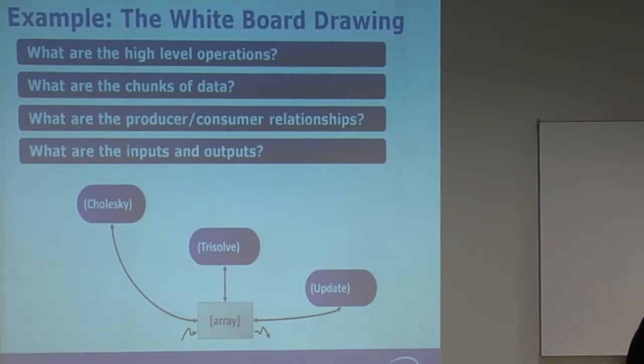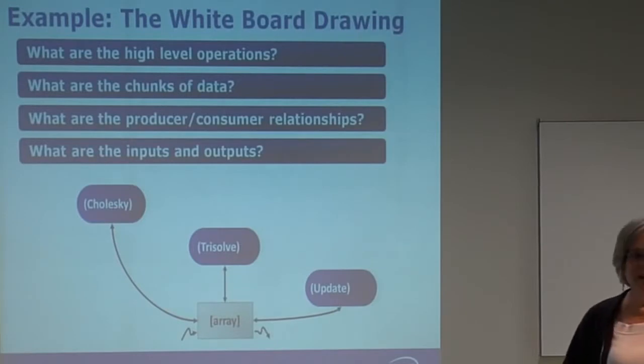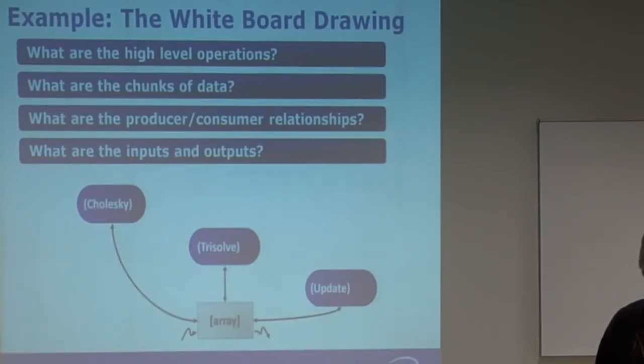So automatically tiling it is something people are working on now. We don't do it yet. Okay, so you might write that previous thing to your colleague, as they say on the whiteboard, but it's not precise enough to execute yet. So what do we need to do to make it precise enough to execute?